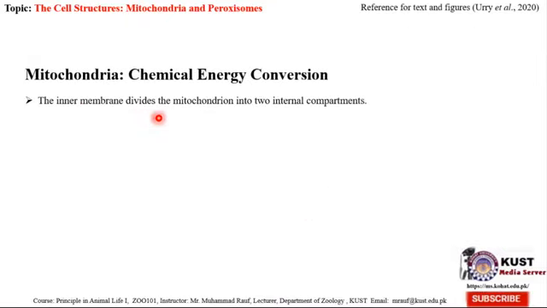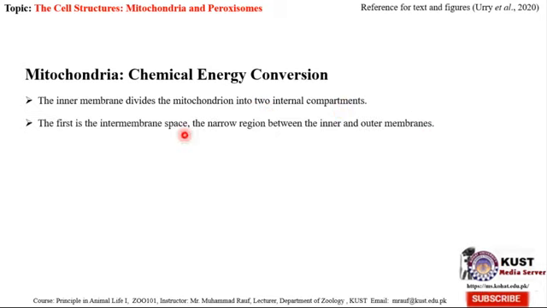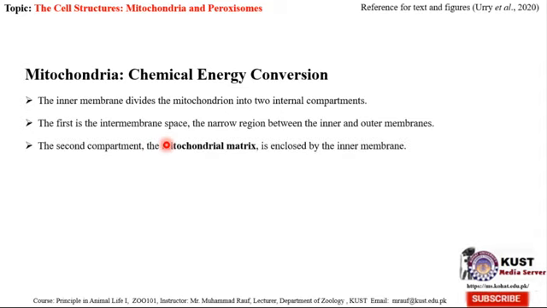The inner membrane divides the mitochondria into 2 internal compartments. The first is the intermembrane space. The space between the outer membrane and the inner membrane is called the intermembrane space, where the bulk of protons aggregate. And then the second compartment is the mitochondrial matrix, that is the space enclosed by the inner membrane.